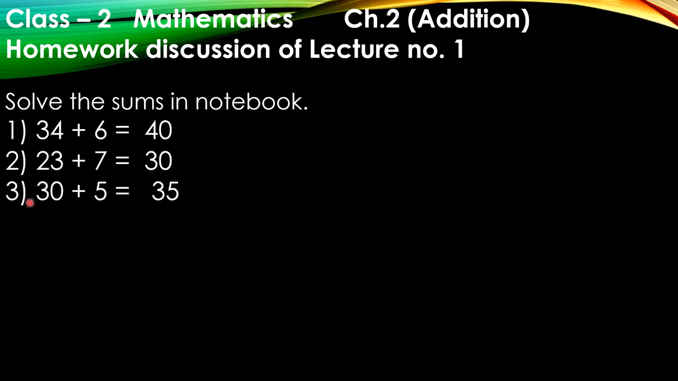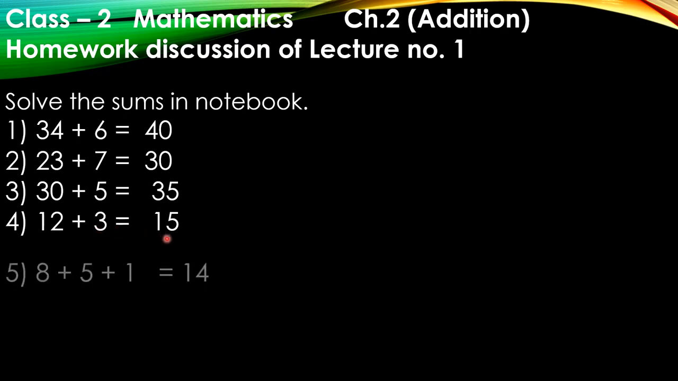Now the third question, 30 plus 5. So keep 30 in your mind and 5 on your fingers. So after 30 you have to count 5 and the answer is 35. 12 plus 3. So keep 12 in your mind and 3 on your fingers. After 12 count 3. Yes, that is equal to 15.